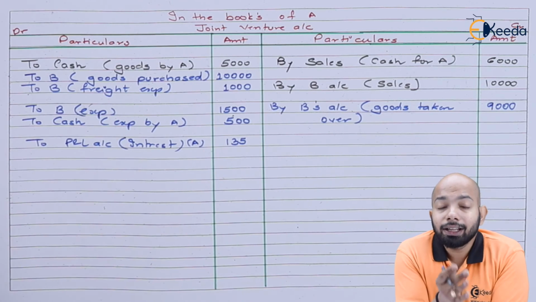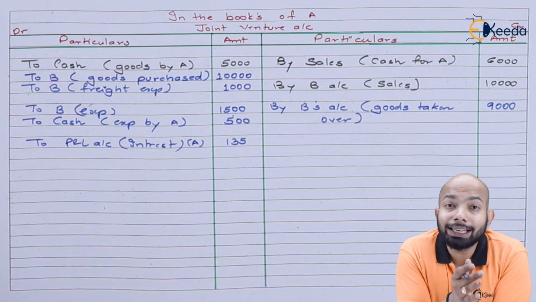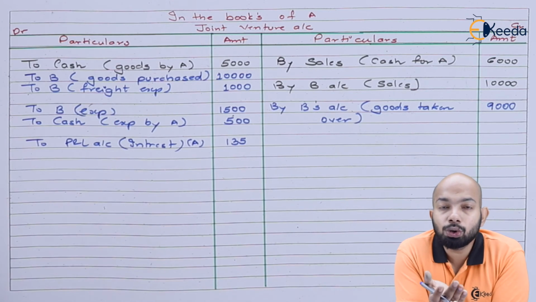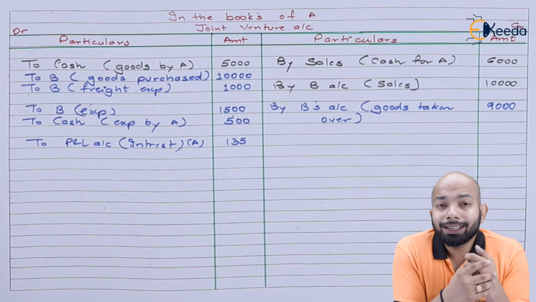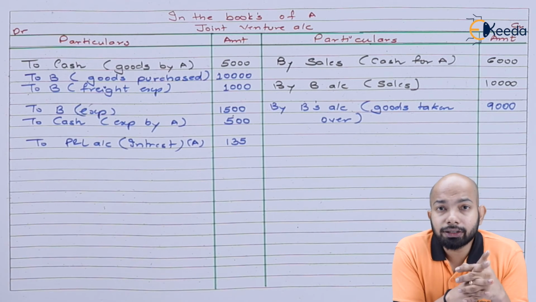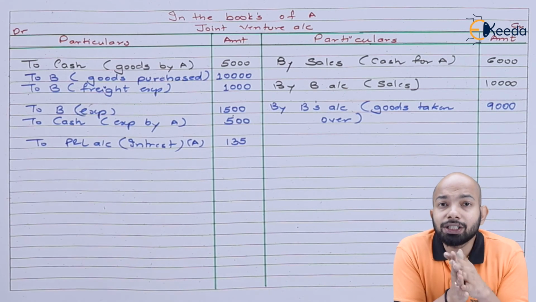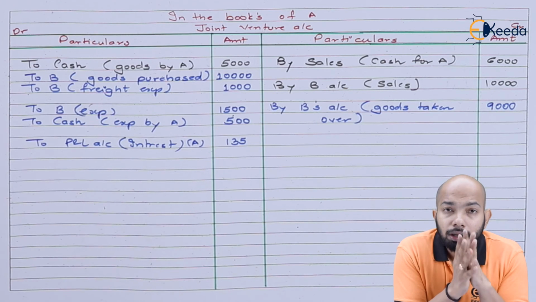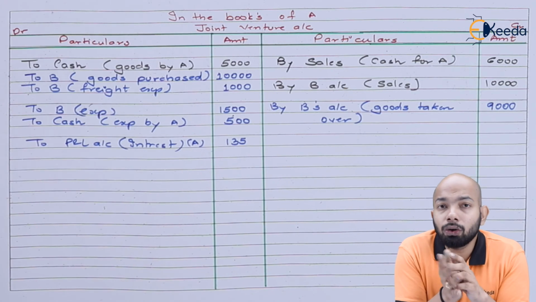On the other hand, we have to mention the joint venture income. That means B is supposed to pay an amount of rupees 50 to the venture. So that will be the interest part that we have to take into consideration. So the entry will be on the joint venture credit side, will mention by B's account interest amount 50.